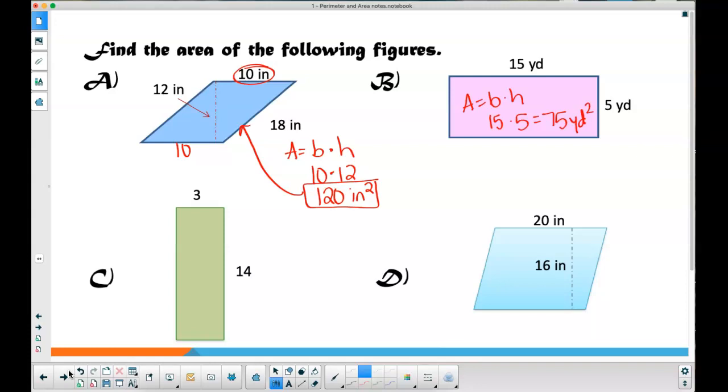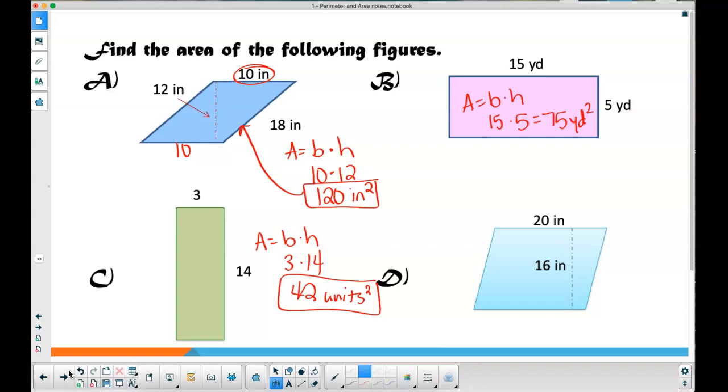Okay. How about letter C? Area, it's a rectangle, equals base times height. What would you get? 42. 3 times 14 is 42. How would I label it when there's not a label? Okay, then I would just put units squared. So 42 units squared.